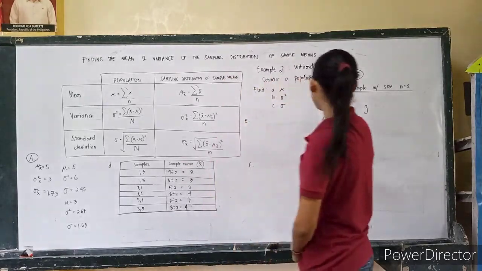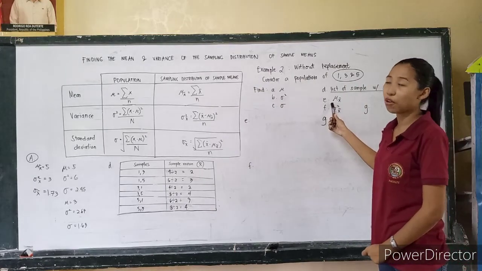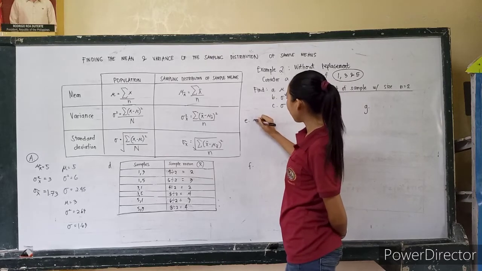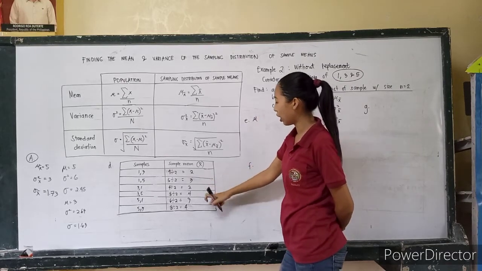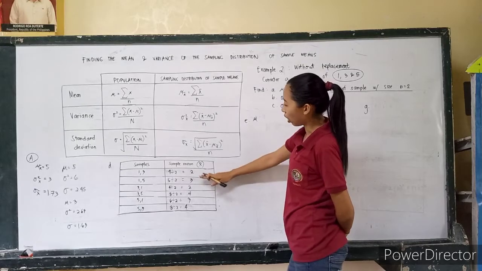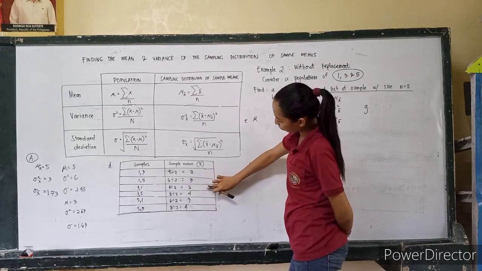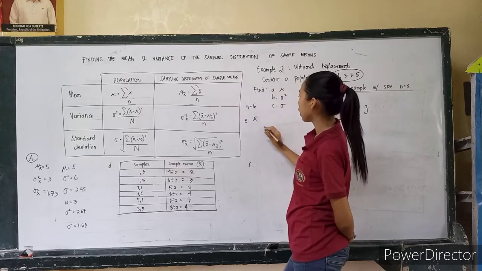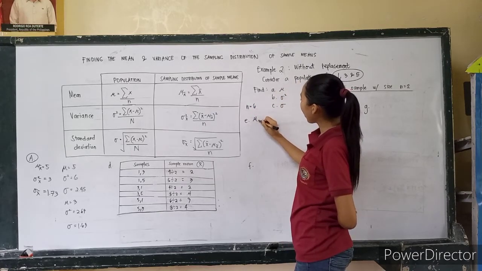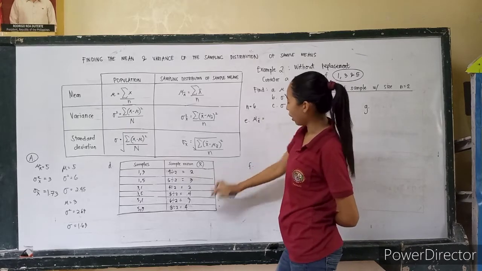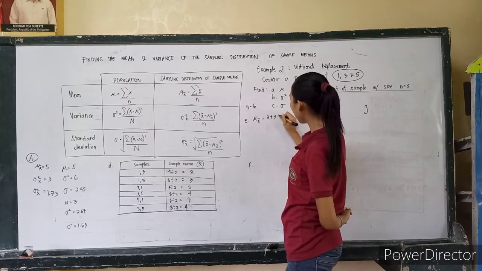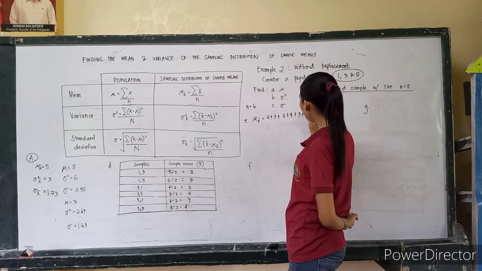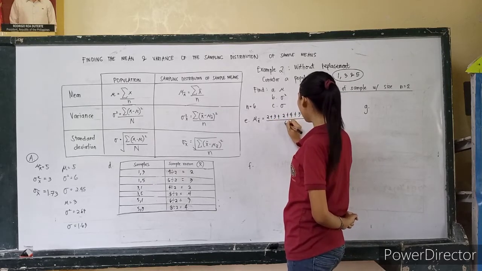Next step is we are going to find the mean of your sample means, letter E. So we are going to add everything and then divide by their number. So count: 1, 2, 3, 4, 5, 6. So your N is equal to 6. So mu x bar is equal to, add all of them, 2 plus 3 plus 2 plus 4 plus 3 plus 4 divided by 6.